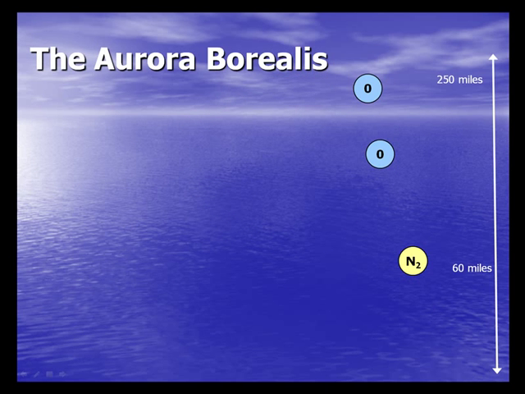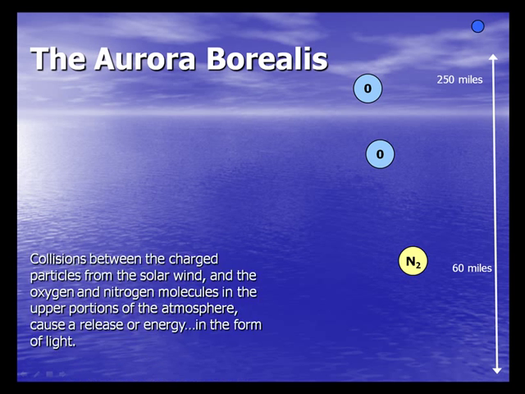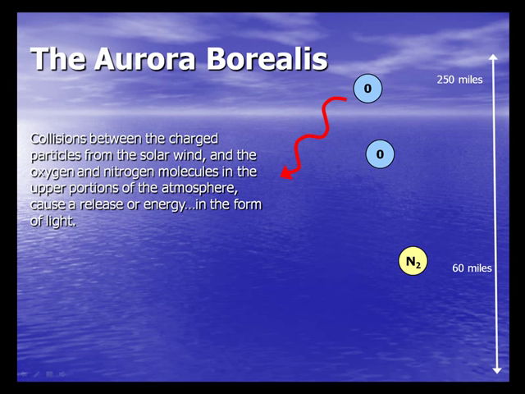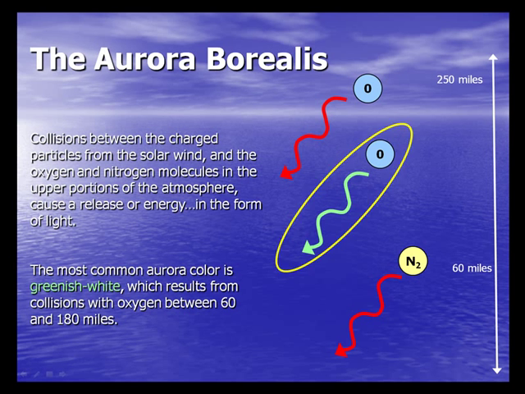The atmosphere is composed primarily of nitrogen and oxygen molecules, which in this diagram are represented by the circles on the right. As the charged solar particles move downward through the atmosphere, they start to collide with oxygen around 250 miles above the Earth's surface. This collision causes a release of energy in the form of light, and in this case, red light. As the particles get lower, oxygen releases a greenish-white color. As the particles continue downward, they interact with more nitrogen, which results in a red color. The most common aurora color is a greenish-white, resulting from the collisions with oxygen roughly between 180 and 60 miles above the Earth's surface.